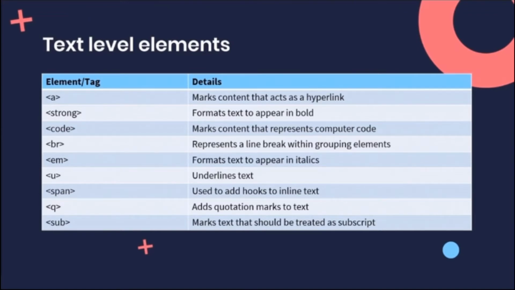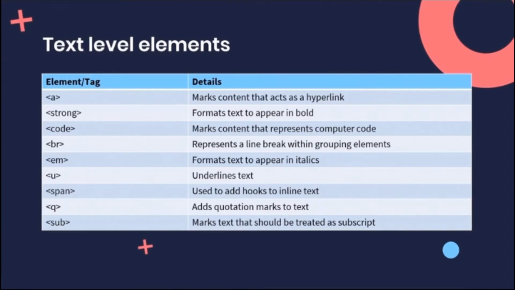We also have the underline, and we can do this by simply referencing the U element. And then we have the span tag. Now, the span tag is quite powerful because it allows you to add hooks into inline text, and that essentially means you can separate a piece of text but keep it in the same line, taking that one specific piece of text that you want to style.